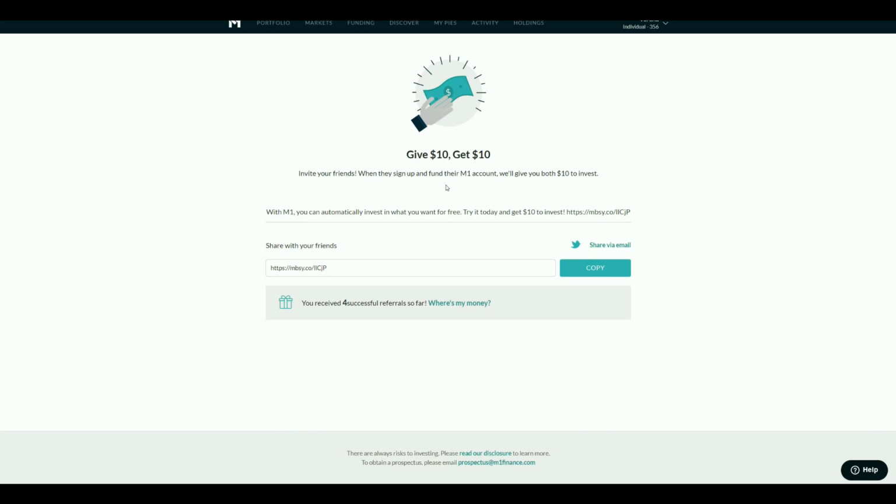But if you want to keep your individual account active, I believe you have to have at least $100 in there. And then you could also begin inviting your friends, coworkers, and such. And as they move into there, then you're going to get $10. So here you can see that I've successfully referred 4 people to M1 Finance.